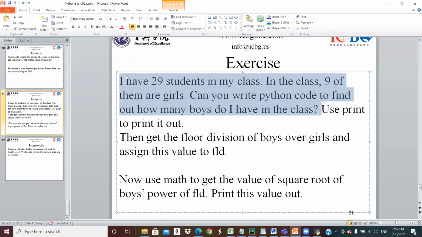That's easy. You can do it in your mind, right? You can mentally do it. But can you write Python code? And then print that value out.